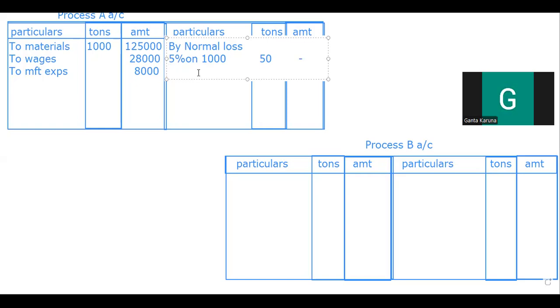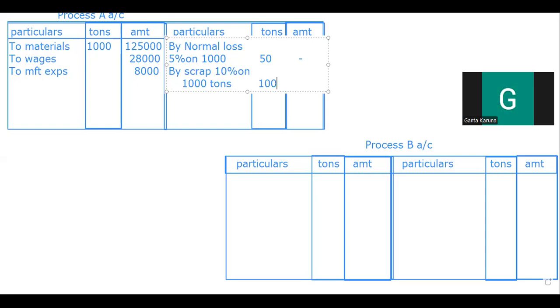Now, after this, what was the one more thing he told us? We had a scrap, 10% was scrap which was sold. So 10% scrap is sold. How much is he selling? Scrap was sold at 10%. So 10% on what? I'll always calculate on 1,000 tons. So 1,000 tons into 10% is going to be 100 tons. So 100 I'm going to take. Now 100 tons he is selling.